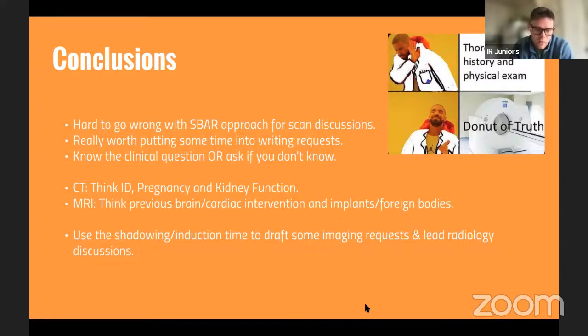I know a lot of you will be starting or have started your shadowing period now with F1. So do use this time to start making those discussions. And if you start your discussion by saying, I'm one of the incoming F1s, I'm just on my shadowing block, I just wanted to discuss a scan with you, then I'm sure Matt will agree that when he's back vetting scans and having these discussions, they'll all be very kind and support you in getting these scans in. Yeah, absolutely.